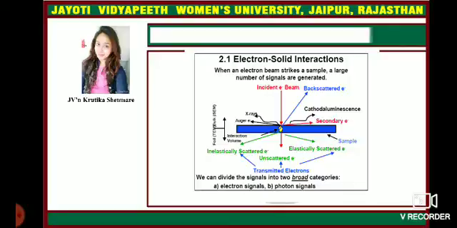The electron-solid interaction. When an electron beam strikes a sample, a large number of signals are generated, such as the incident electron beam interacting with the sample. Then there are backscattered electrons, cathodoluminescence, and secondary electrons, and we can divide the signals into two broad categories, that is electron signals and photon signals.